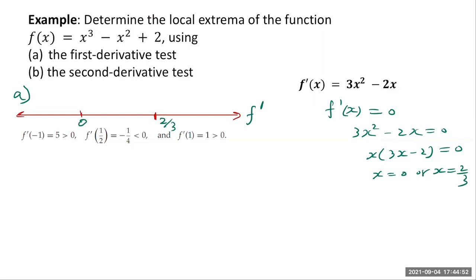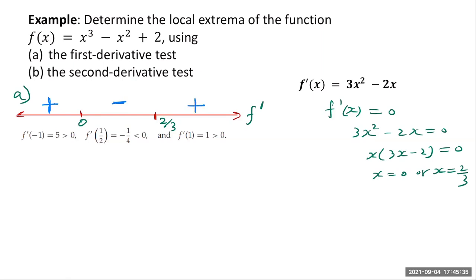Now, to figure out the sign, in this region, I'm going to pick a number in this interval. I'll pick minus 1. If you plug in minus 1 in your derivative function, you will get plus 5. That means the sign in this region is positive. And then in this region, I'm going to pick 1/2. If you plug in 1/2, you get minus 1/4. That means the sign is negative. And if you go to the last interval, I'll pick 1. And f prime of 1 is going to be 1, which is positive. So the sign is positive.